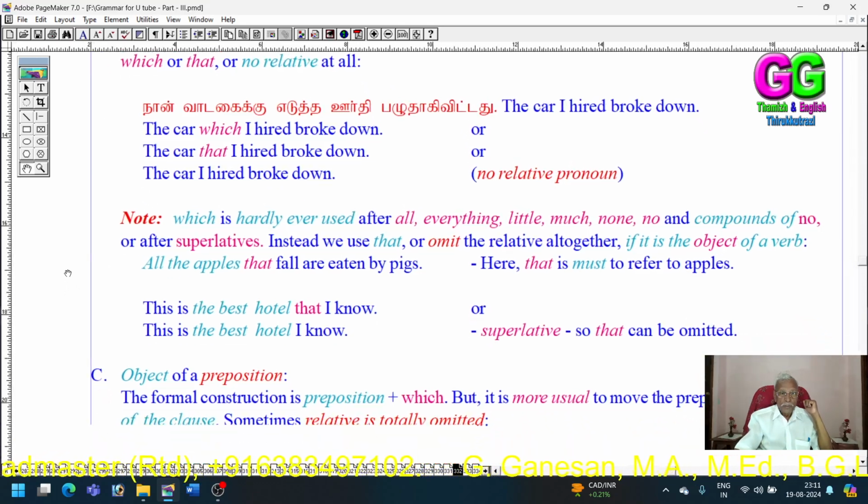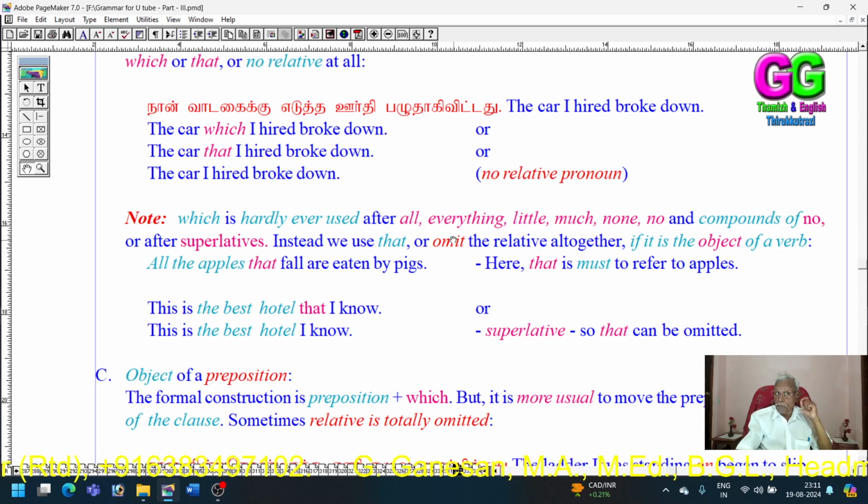That is, after the words all, everything, little, etc., which as a relative pronoun object is not used. After these words, only that as object is used. And in some cases, that too is omitted.